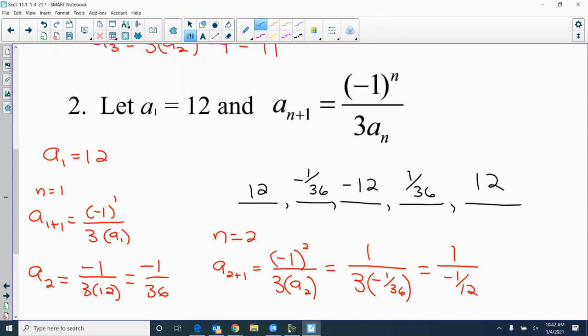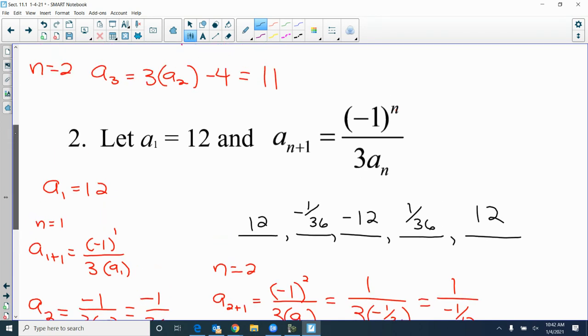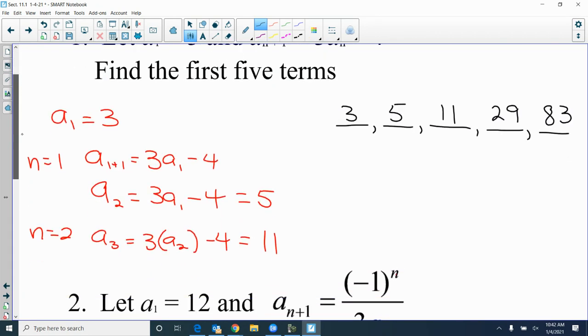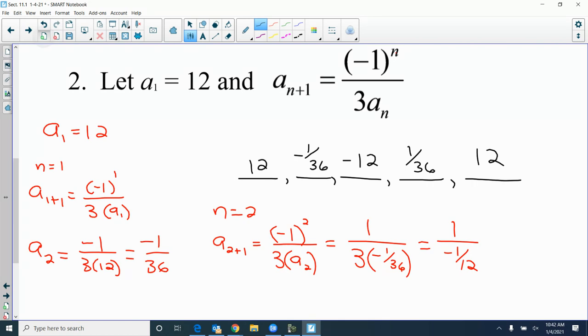All right, this is a recursive formula. This is a recursive formula. Okay, but it's based upon defining the first couple terms.